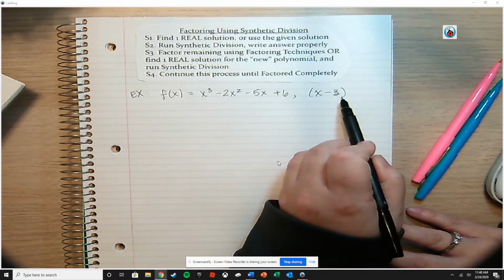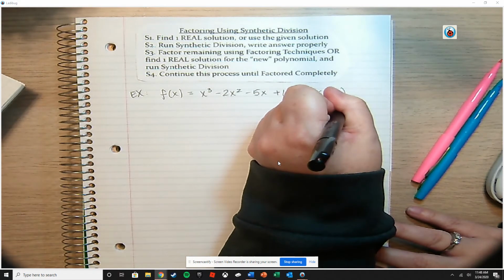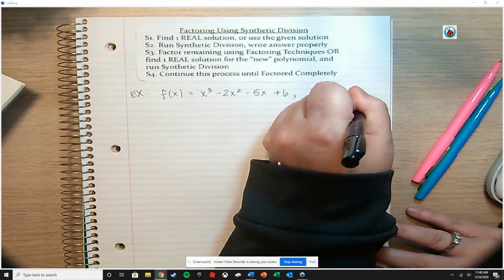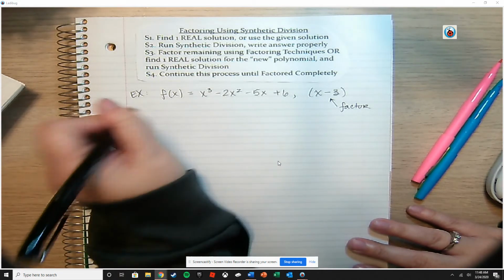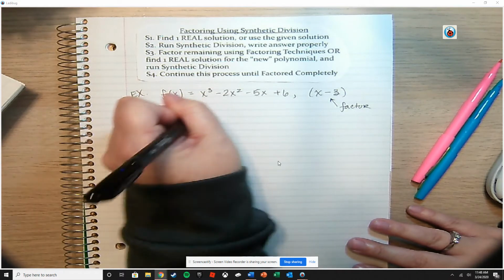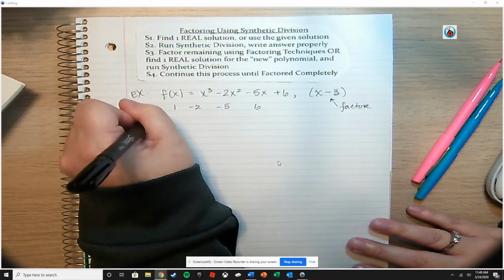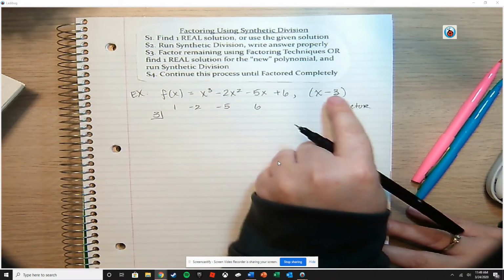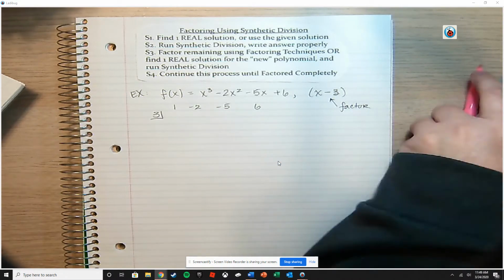All right, so I've been told that this is one of my factors. Okay. So this right here is a factor. So I'm going to use my technique of synthetic division. I'm going to write down the coefficients 1, -2, -5, 6. And then I'm going to use 3 because remember I take the opposite and I use that.